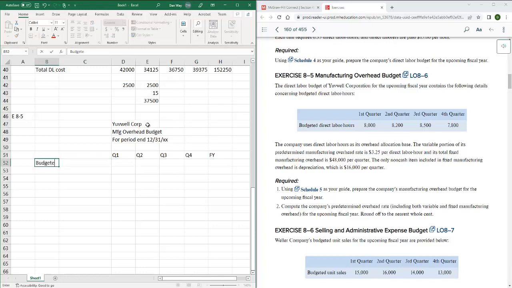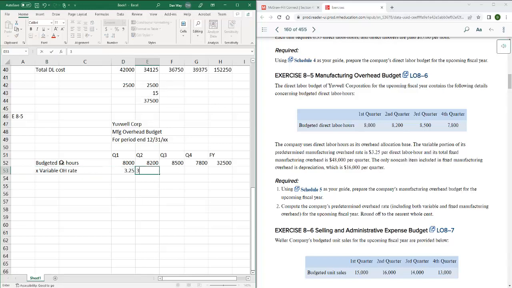First up then is our driver, essentially, our budgeted direct labor hours. So we're told what that was from our labor budget: 8,000, 8,200, 8,500, and 7,800. So for the full year, the sum of those four, 32,500. Now the first thing we might as well do is multiply that by our variable overhead rate.